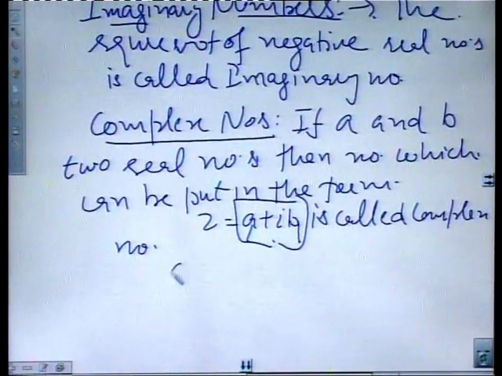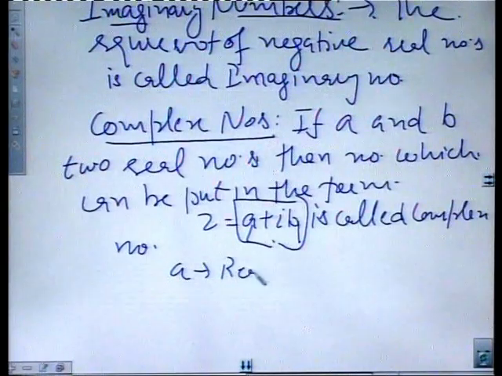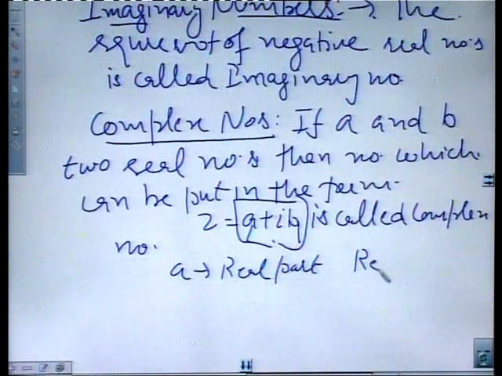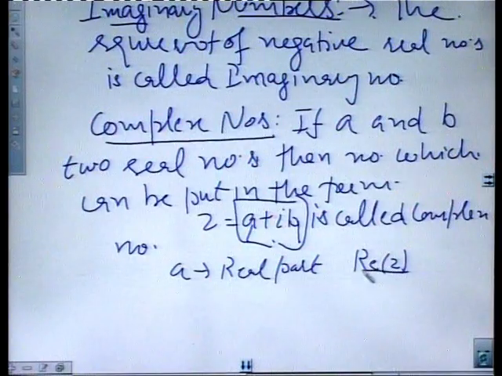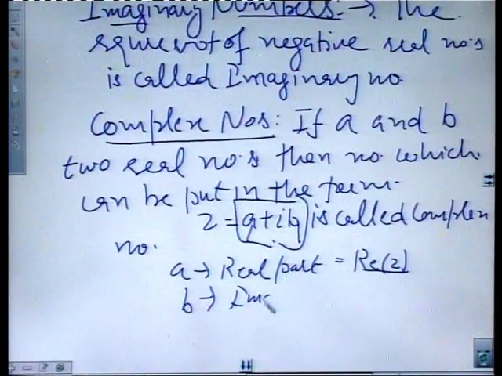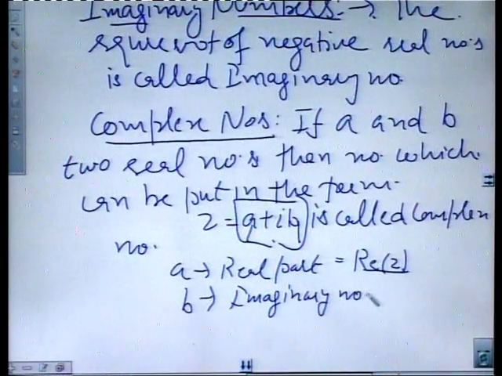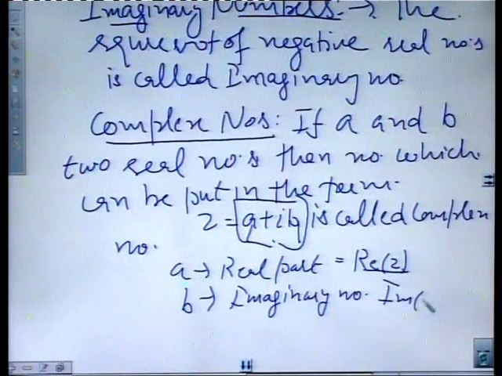A is called the real part and denoted by Re(Z). It means real part of Z, and B is called the imaginary part and denoted by Im(Z), the imaginary part of Z.